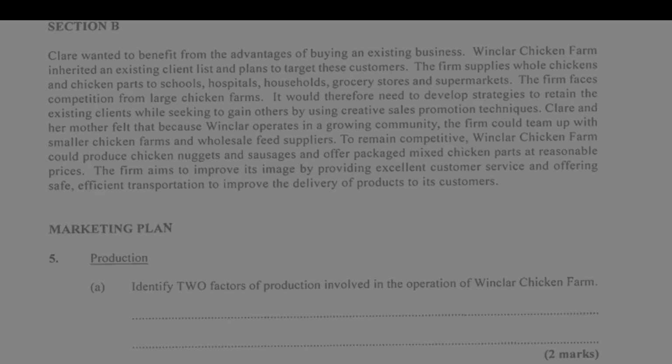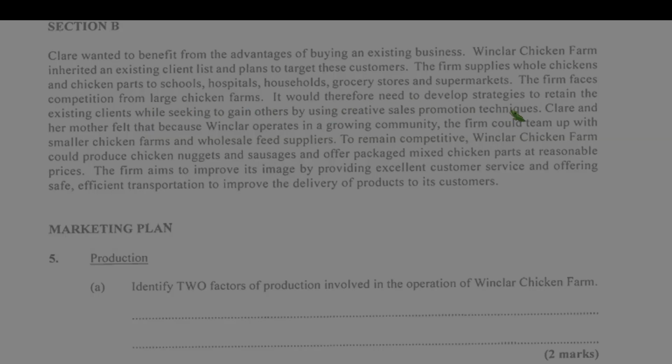Section B. Claire wanted to benefit from the advantages of buying an existing business. Winkler Chicken Farm inherited an existing client list and plans to target these customers. The firm supplies whole chickens and chicken parts to schools, hospitals, households, grocery stores, and supermarkets. The firm faces competition from large chicken farms.